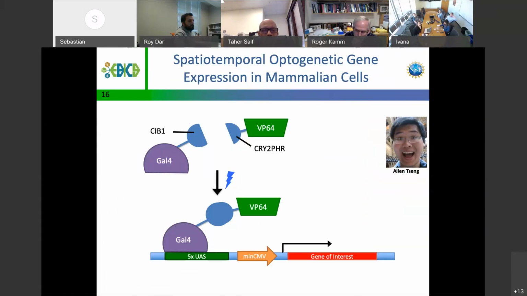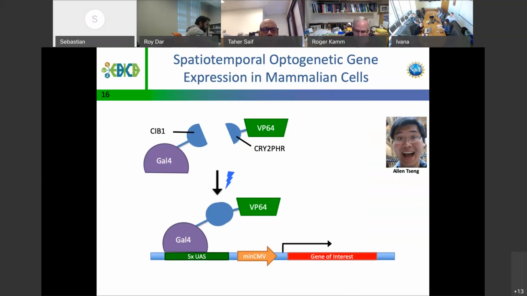Okay. So then what you do is you can engineer, for example, you can fuse one of those domains to GAL4. In this case, it was fused to GAL4. GAL4 is a DNA binding domain. Then you fuse the other light dimerizable protein to a transcriptional activator. In this case, it was fused to VP64.